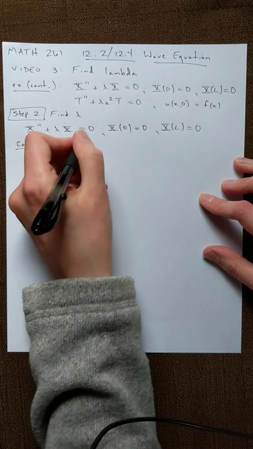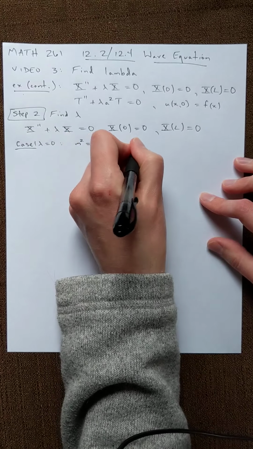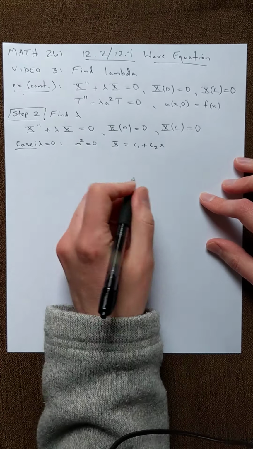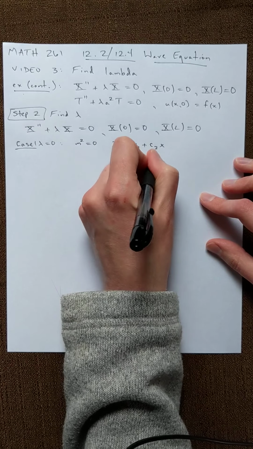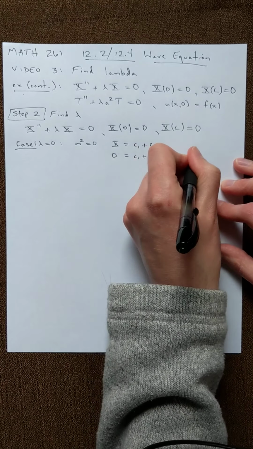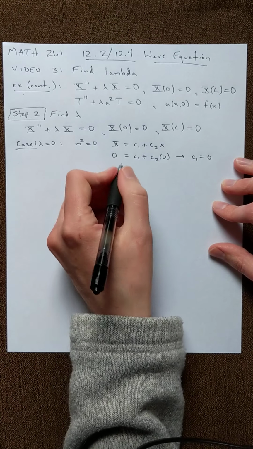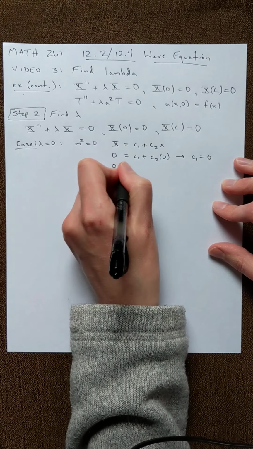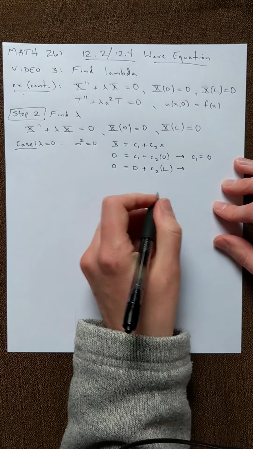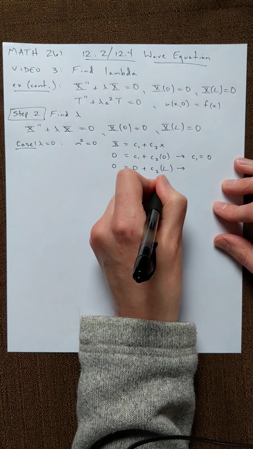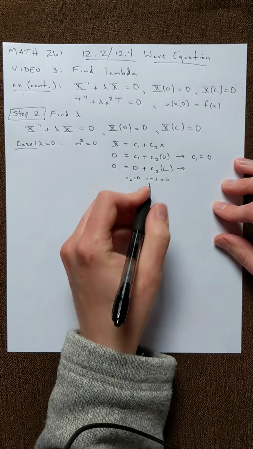Okay, case 1, lambda equals 0. We have m squared equals 0, which means capital X is c1 plus c2x. If we plug in our boundary conditions, we get 0 is equal to c1 plus c2 times 0. That tells us c1 is 0. So plug in first boundary condition. Second boundary condition tells me 0 is equal to 0 plus c2 times L. That tells me that either L is 0 or c2 is 0.